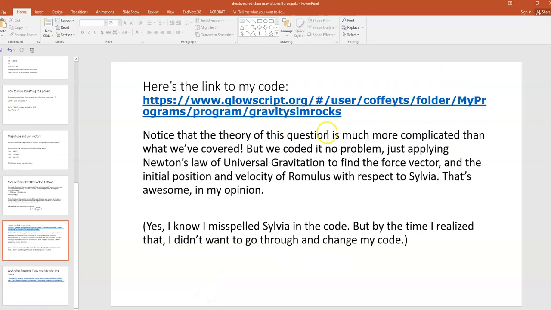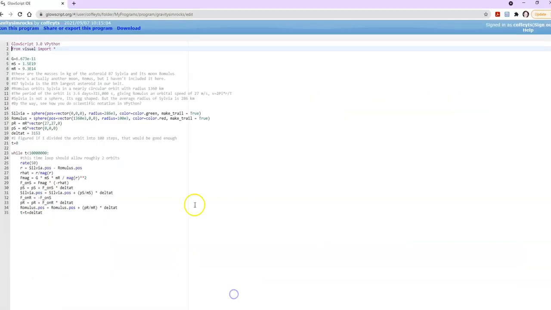Okay, so I've got Gravity Sim Rocks. That's a link to my code, and I'm going to pull that up now, and we'll go through it step by step and chat about it. So here's Gravity Sim Rocks.